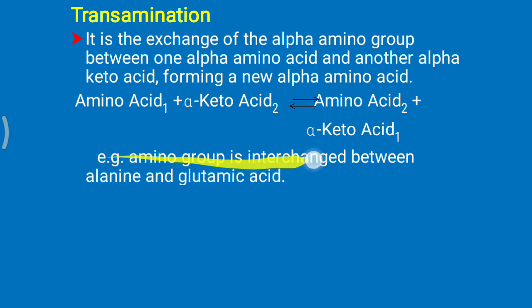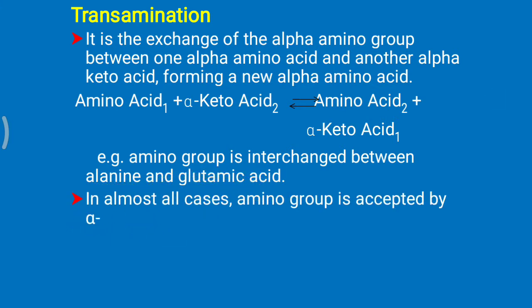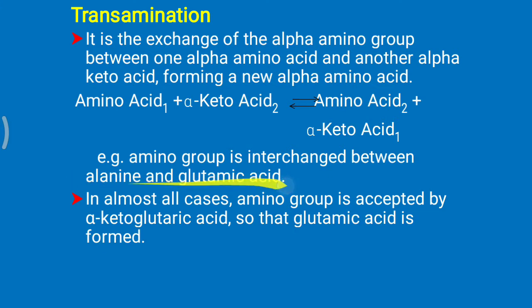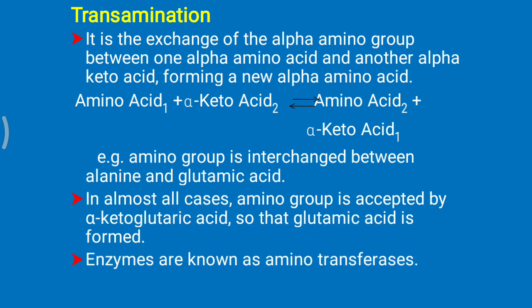So the amino group is interchanged between different amino acids, like alanine and glutamic acid, but particularly pyruvate or alpha ketoglutarate is needed. In the next reaction you will understand how exactly transamination occurs. In almost all cases the amino group is accepted by alpha ketoglutaric acid, which is an important intermediate molecule of the Krebs cycle. So alpha ketoglutarate will be converted into glutamic acid. The enzyme is known as an aminotransferase.